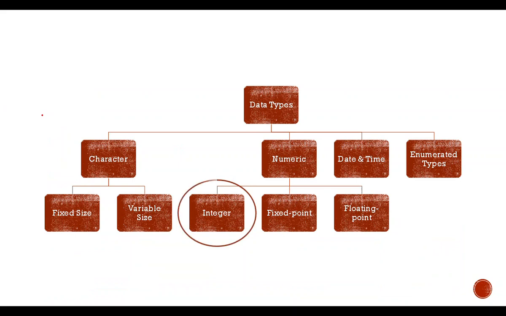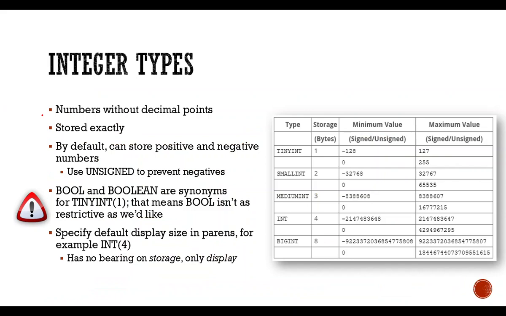Next, we're going to look at integral types, or different kinds of integers. These are numbers without decimal points, and they are going to be stored exactly. So if you are storing things that are going to be used for math, right? If you're going to store things like phone numbers, you won't store them as integers, you'll store them as characters. But things that are going to be used with math and don't have any decimal points will be stored and manipulated exactly.